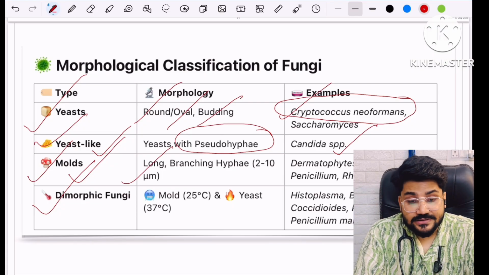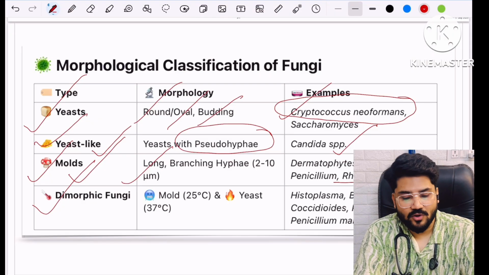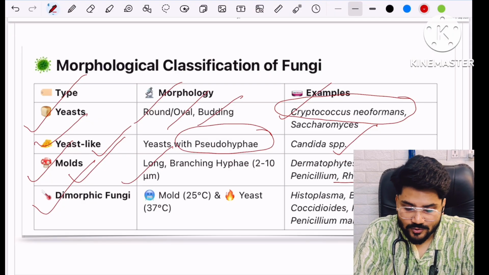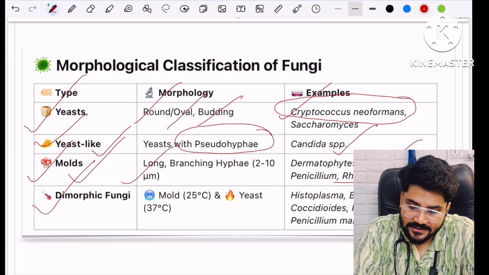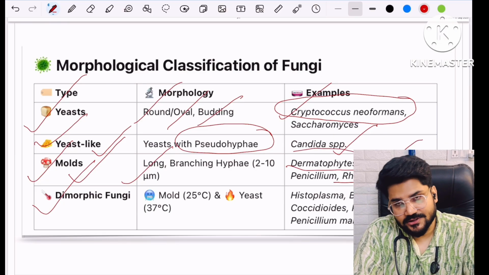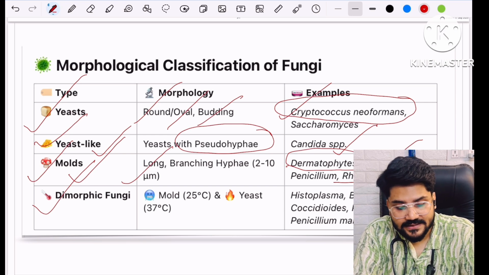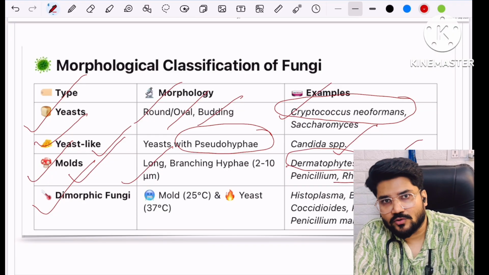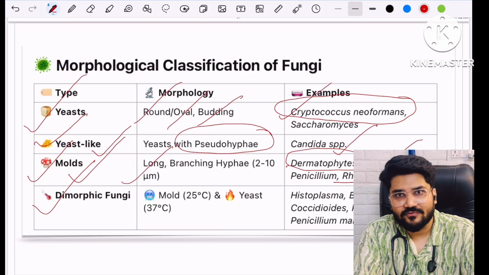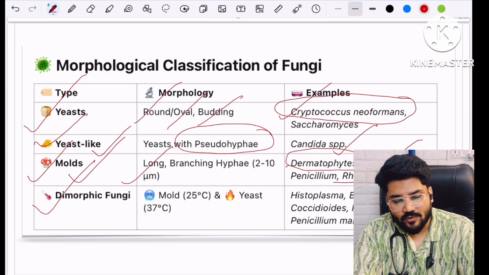These are long ones, and the most important examples of molds are, first, Rhizopus and Mucor, which during the COVID period we called black fungus, second is Aspergillus, and third is the dermatophytes. Most of the skin lesions you see when you are doing your dermatology ward OPD are these kinds of infection. Now fourth is the dimorphic fungi.